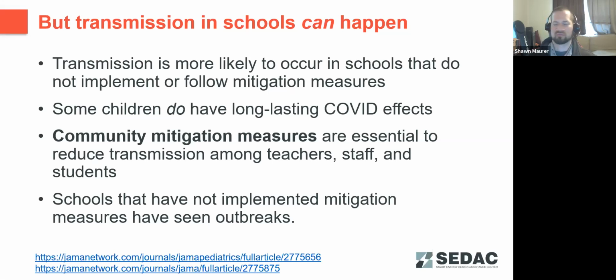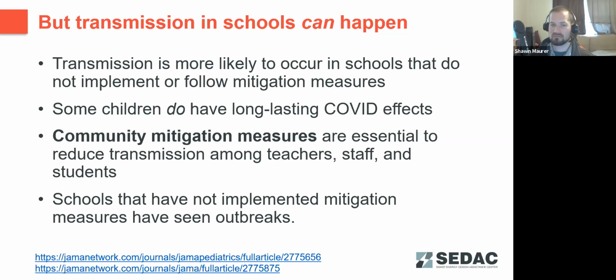There have been multiple reports of students that have lost out on sporting events and things because they've been impacted by COVID and are no longer able to breathe the same way or have other long-lasting effects from having had to deal with the disease. Community mitigation measures are essential to reduce transmission among teachers, staff, and students.